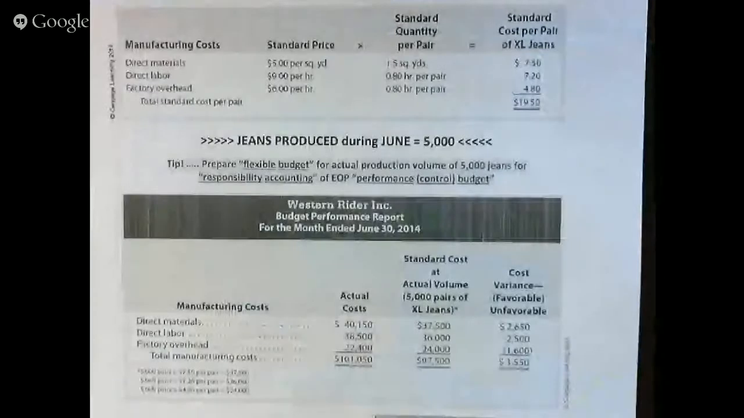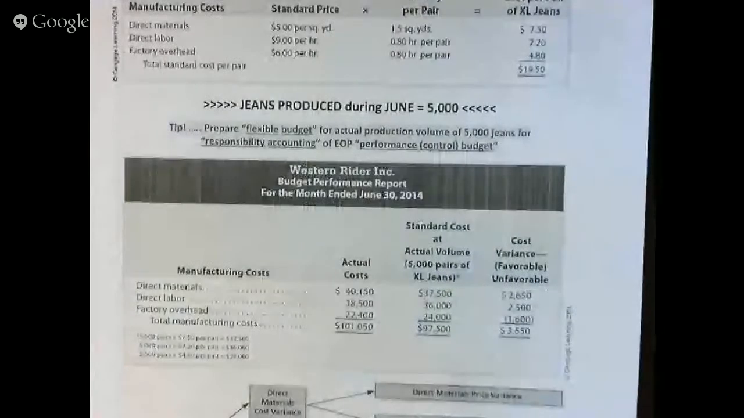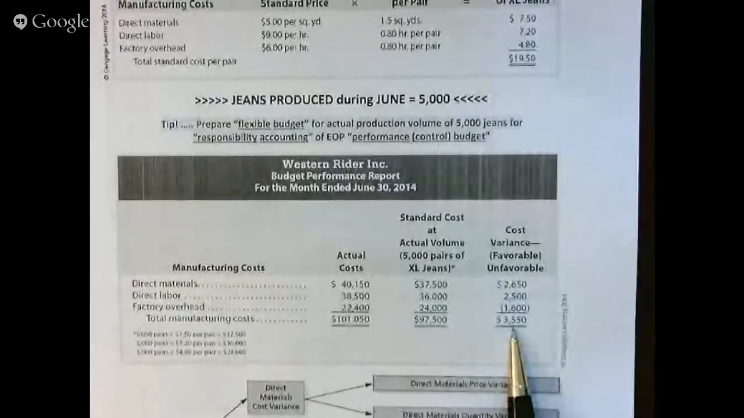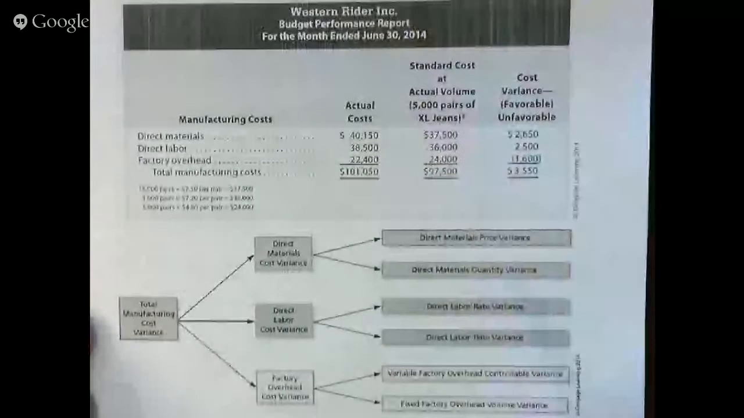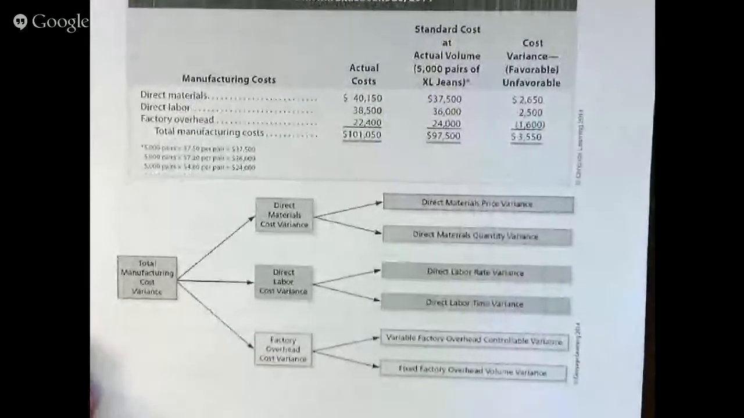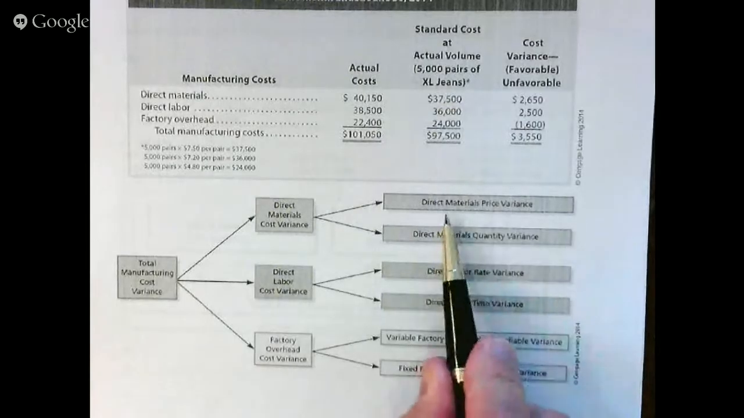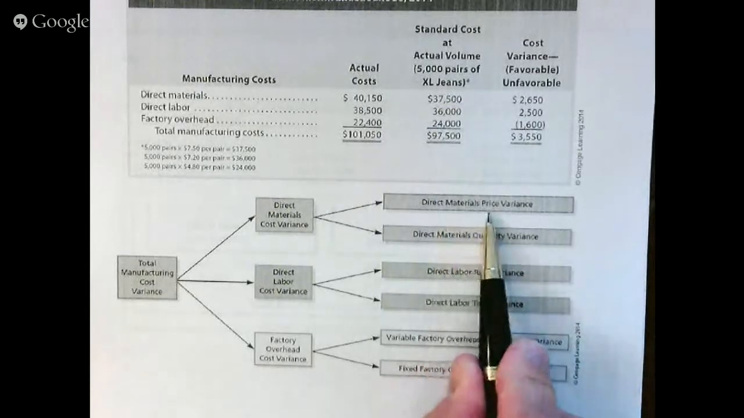Okay, now, having established that the total manufacturing for the 5,000 jeans was $3,550 over budget, it's up to management to determine why that was the case. Anytime a manufacturing operation happens, two elements contribute to costs being favorable or unfavorable. The first element deals with the price that's paid for the resources that are consumed.